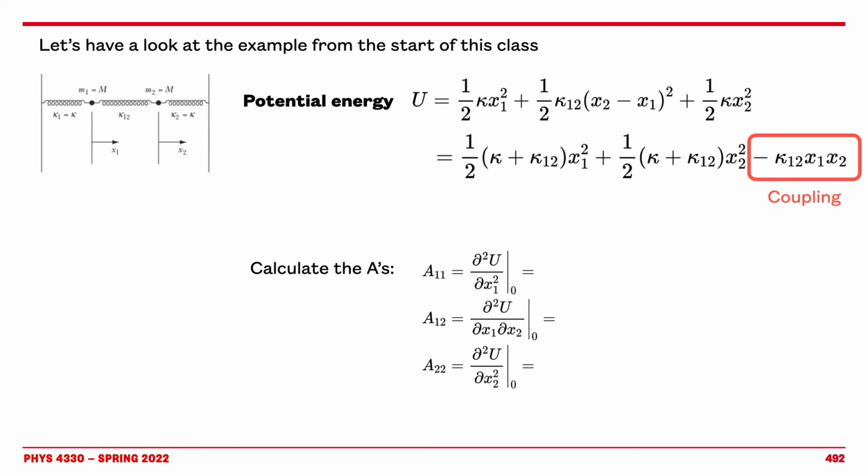for the other terms. I will note again that here we have 2 degrees of freedom, so we have 4 coefficients A, but we only need 3 because A12 is equal to A21. Okay, so that's all good. And if you're not convinced, just calculate A12 and A21 and you will see these are the same value, of course.